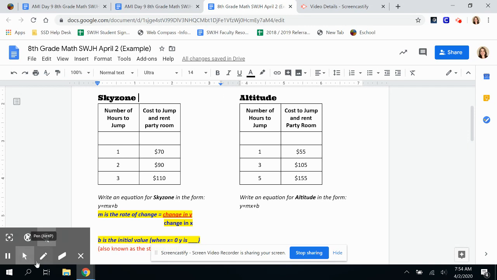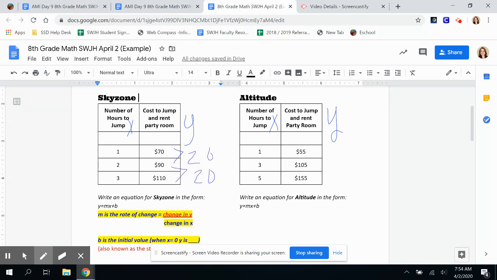Let's start with the change in y. What are x and y here? Our number of hours jumped is x, and our cost to jump is y. That helps us with our rate of change. Let's find the difference in y. The change from 70 to 90 is 20, and the change from 90 to 110 is 20. The change in x is 1, and from here is 1. Now we can do our rate of change: 20 divided by 1 equals 20. So our rate of change is 20.